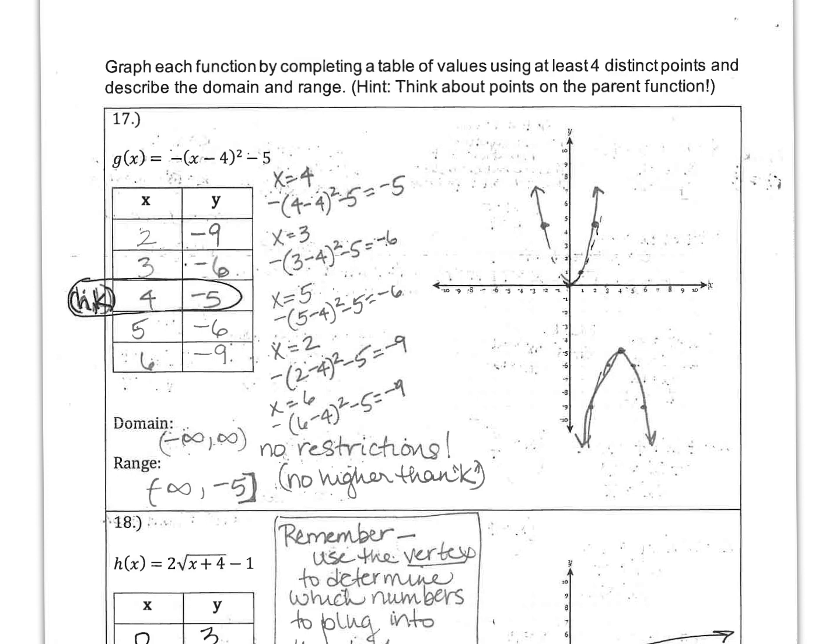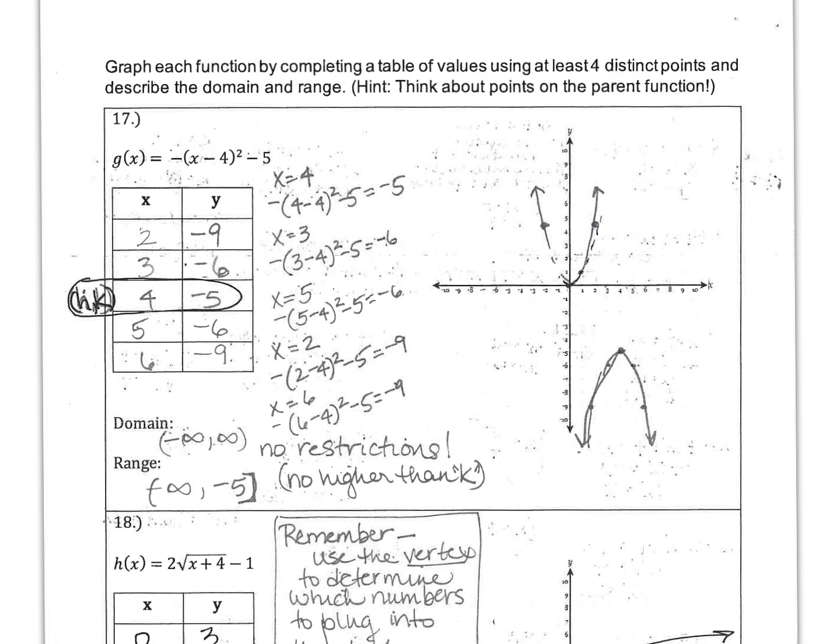Now let's take a look at this number 17. Basically, you're asked to graph the function. You have to complete a table of values using at least 4 distinct points. Distinct points basically just means that you have an integer for x and y. All right, now, one of the things you can simply do is to graph this on your calculator and ask for the table and just scroll through the table until you get distinct points that are on this graph.